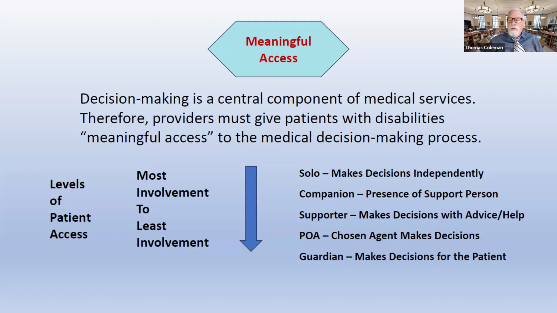Next, with less involvement by the patient, is when they execute a power of attorney for healthcare and delegate to another person the right to make decisions for them. And then finally, the least involvement of all is when a court removes their right to make decisions and the court appoints a guardian to make decisions for the patient. So there's that whole range from being the most involved to the least involved. And a provider can't just jump to the least involved, recommending a guardian, unless other steps are tried.